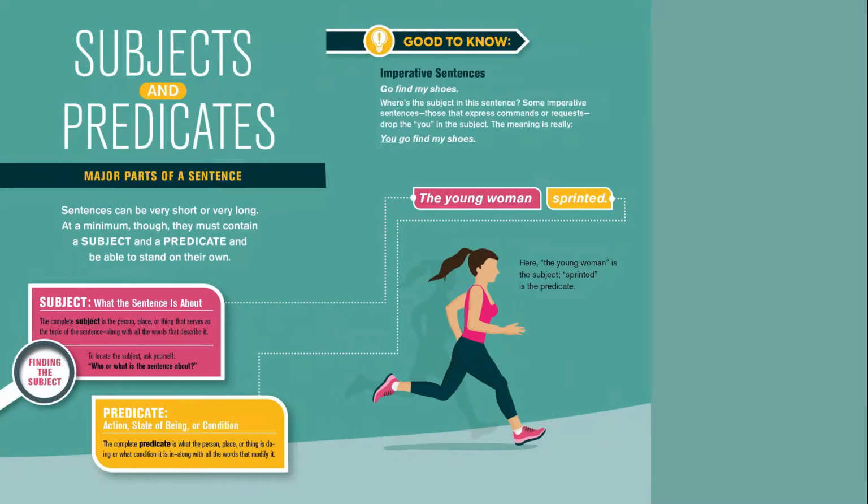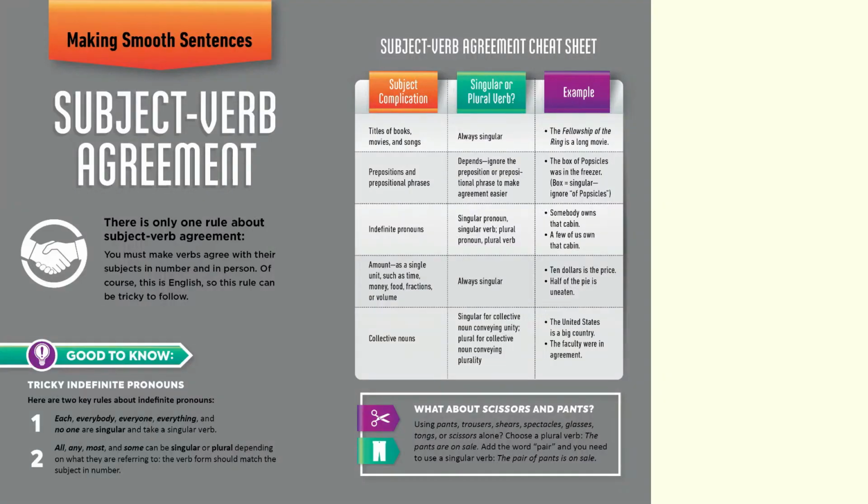Subject and predicates. Major parts of a sentence. Sentences can be very short or very long. At a minimum, though, they must contain a subject and a predicate. How do we make smooth sentences?